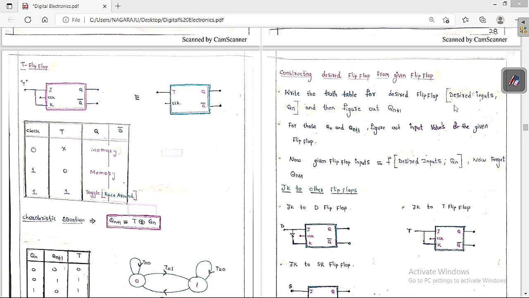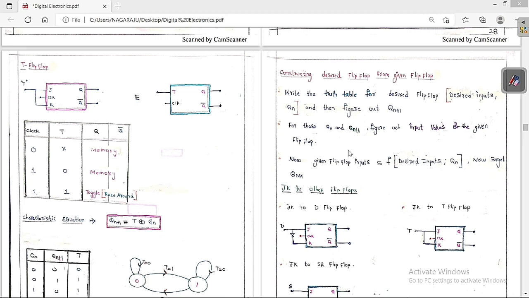Write the truth table for the desired flip-flop, meaning the flip-flop that you really want to make from the given flip-flop, with desired inputs comma Qn. Take this combination of desired inputs and Qn, and with this total combination, try to figure out the Q of n plus 1. Then for this Q of n and Q of n plus 1, figure out the input values of the given flip-flop.